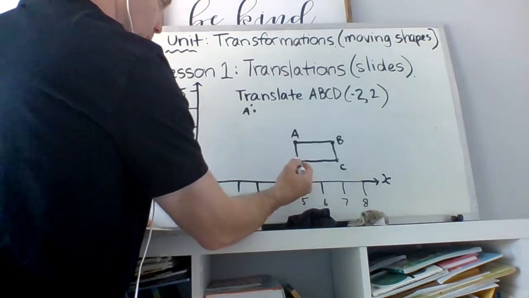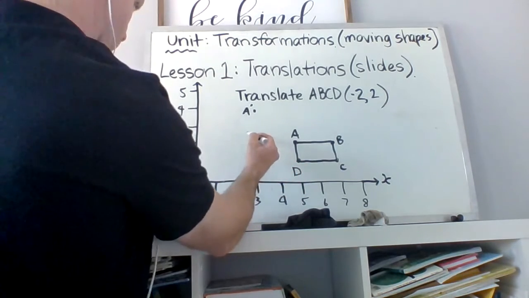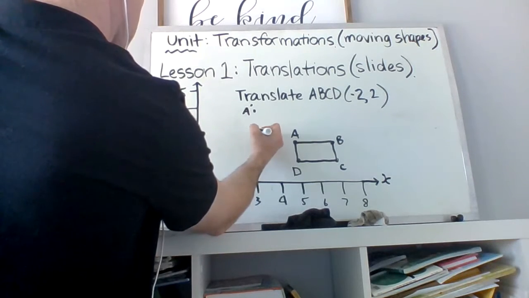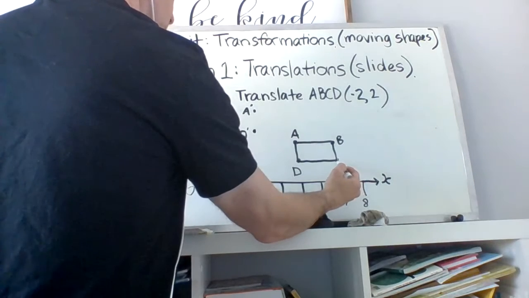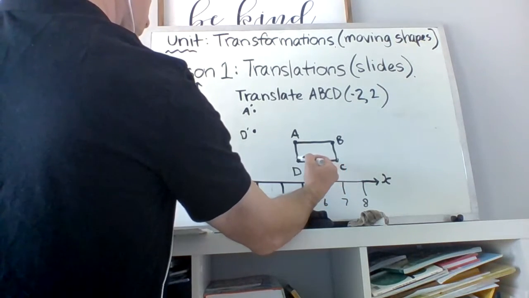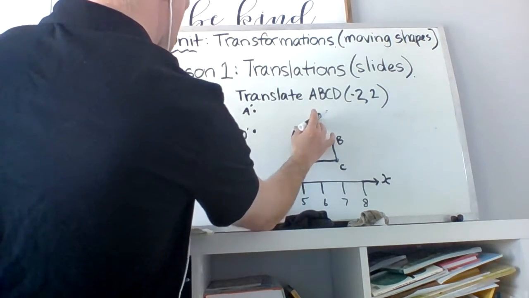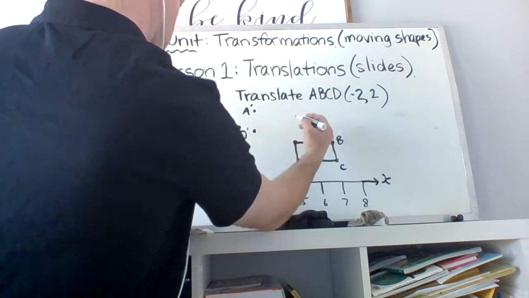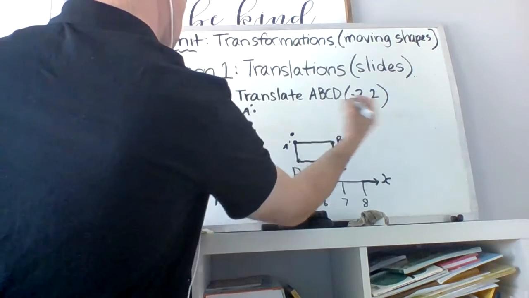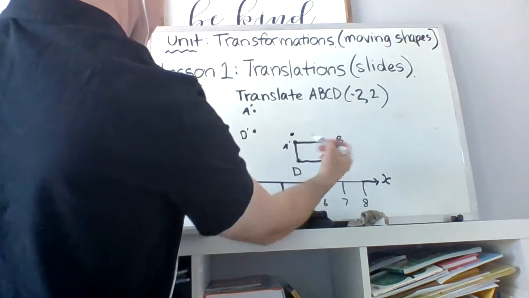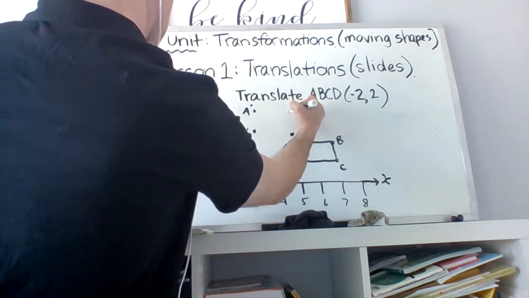Now I'm going to go to D. Same thing: left 1, left 2, up 1, up 2. And this right here is my new D. Okay, you do the same thing. C is going to go left 1, 2, up 1, 2, so right here. That's my new C. And then my new B is going to go left 1, 2, up 1, 2, and that's going to be my new B.